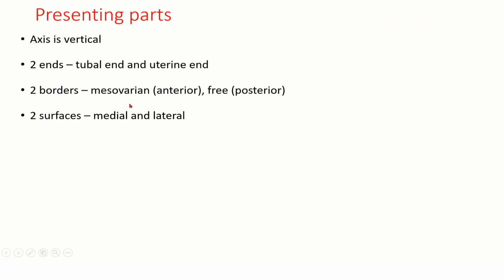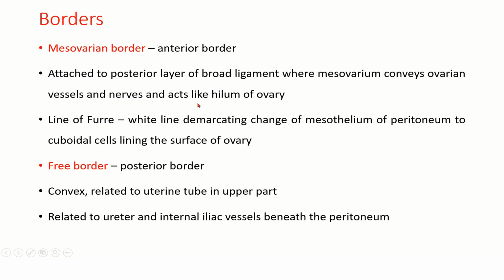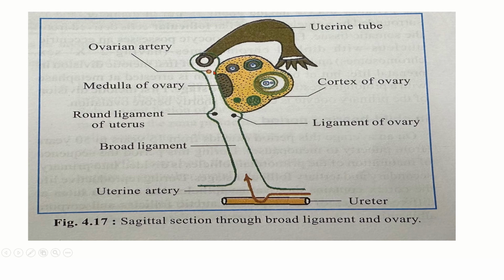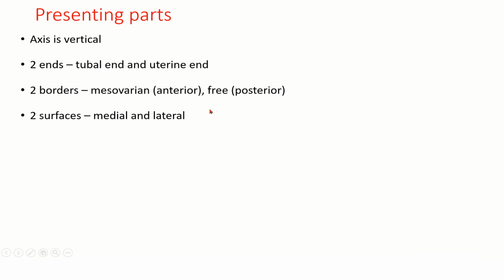There are two borders, mesovarian border or anterior border and a free posterior border. You can see here, this will be the mesovarian border where the anterior border of the ovary is attached to the posterior layer of the broad ligament. On the opposite border is the free border, otherwise called posterior border. And there are two surfaces, medial and lateral surface.